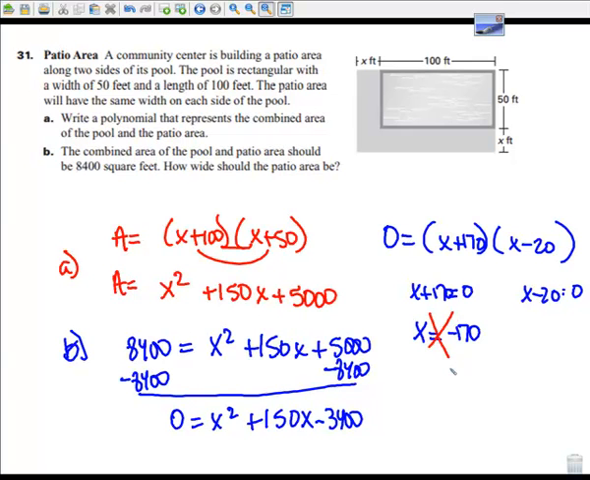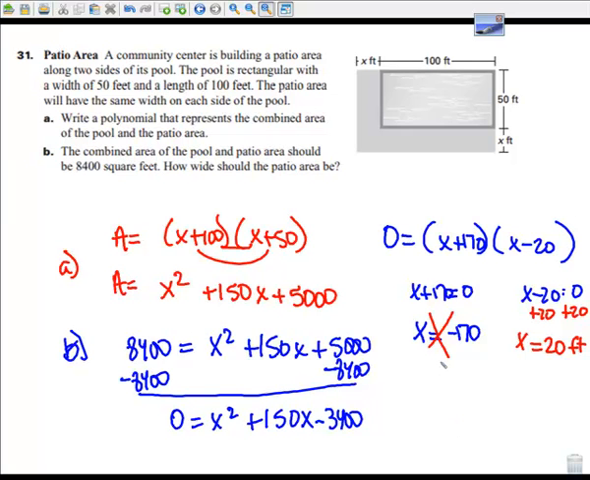Algebraically it works and I would expect to see it, but when you write your final answer, you're going to add the 20 to both sides. So x will equal 20 feet. That's how wide the patio should be. All right, that is it.